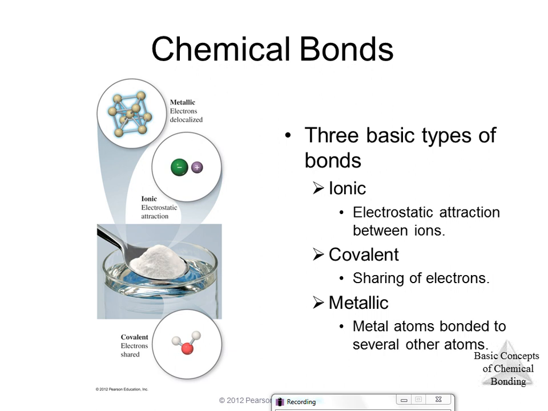We have somebody that loses an electron to become positive, typically metals. We have nonmetals that typically gain electrons and become negative. So those opposite charges are held together. Finally, the last type of bonding is covalent bonding, where electron pairs are shared between two different nonmetals. For example, water here at the bottom.